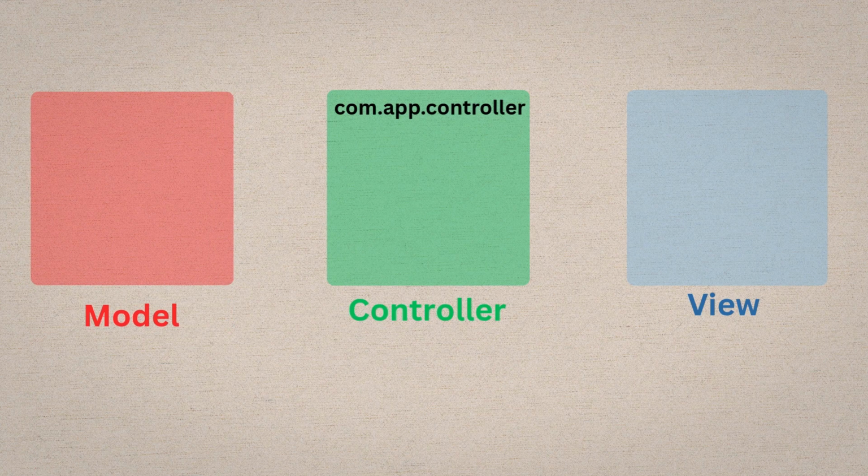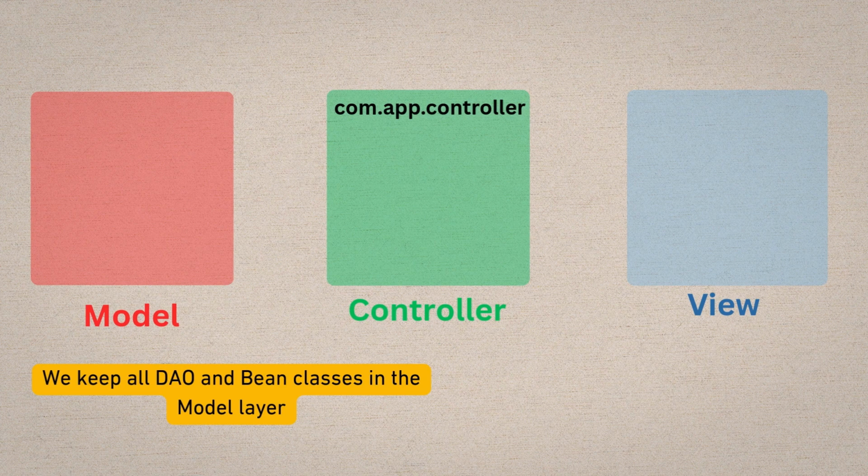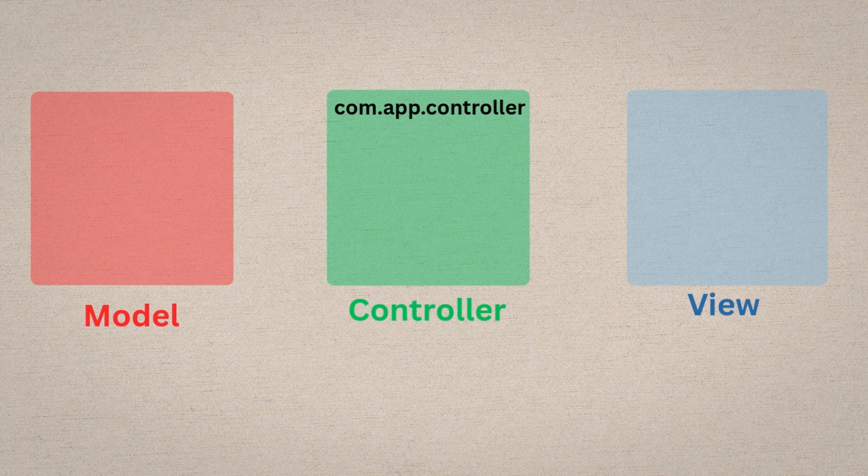The third layer is the model layer. This layer contains all the DAO classes and bean classes. The model layer is responsible for interacting with the database. For this, we create a package called com.app.model, and we keep all the database related classes inside this package.